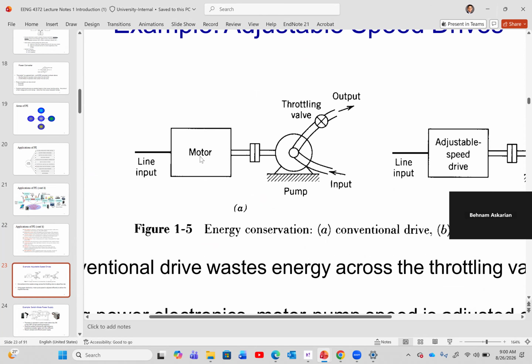So you're reducing the component's lifespan. The pump itself is going to be under stress. The motor is going to be under stress. And on top of that, you're wasting a lot of energy. You're putting 2 kilowatts into it, for example. The amount of pressure you're getting is equivalent to a 1 kilowatt motor, for example.